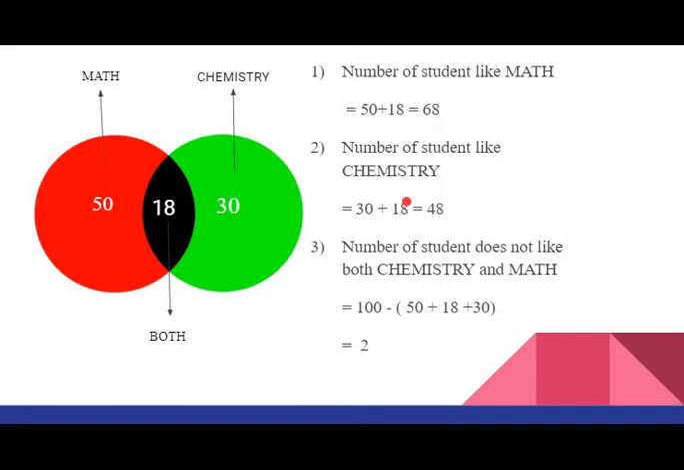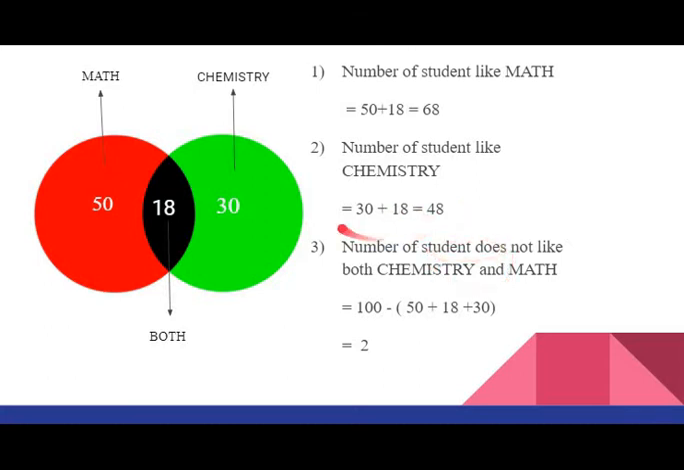Similarly, for the second question, the number of students who like chemistry is represented by the green region as well as the black region, because the green region represents the number of students who like chemistry only, and the black region represents the number of students who like both math and chemistry. So for the second question, the answer will be the number of students in the green region plus the number of students in the black region. So the answer is 30 plus 18, that is 48.